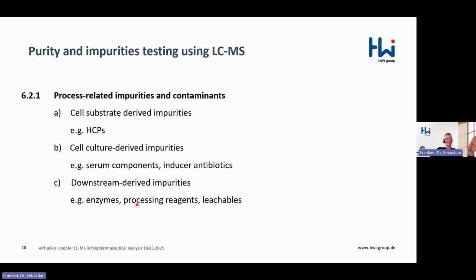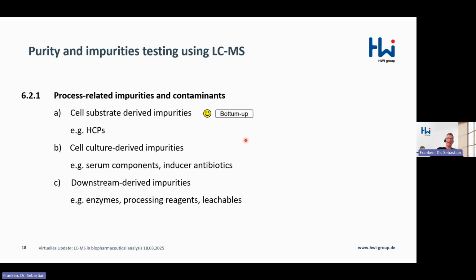And then you have, of course, or you can have downstream derived impurities. For example, if you produce your protein as a fusion protein, then you later on want to cleave it with an enzyme. And of course, you can also find leftovers of the enzyme in your product. Processing reagents can be reducing agents, for example, and leachables are possible.